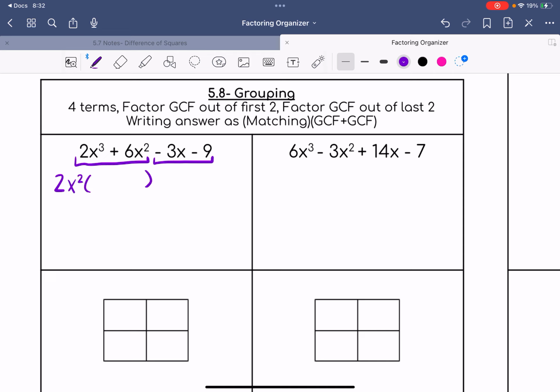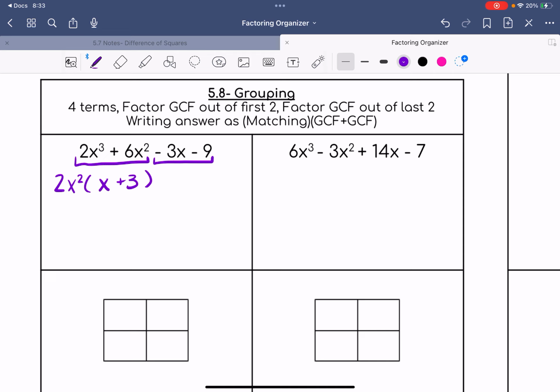2x cubed divided by that 2x squared. The 2 divided by 2 is just 1. And then x cubed, pull out the x squared. I subtract my exponents when I'm factoring out. 3 minus 2 is 1, so it's just x to the first. So I could put 1x to the first, but that's the same thing as x. And then 6x squared divided by 2x squared. 6 divided by 2 is 3. And then the x squared divides out completely. 2 minus 2 is none. I have no x's left.